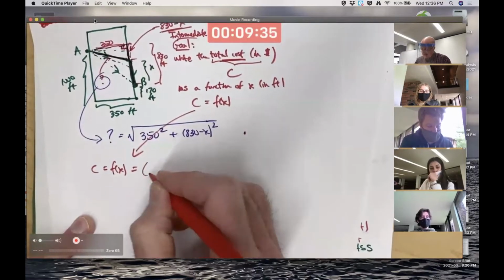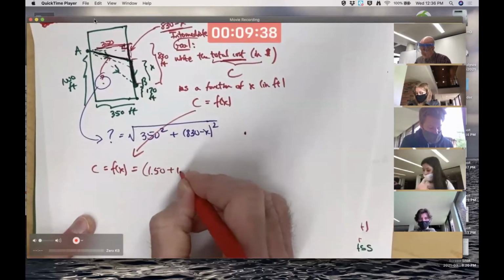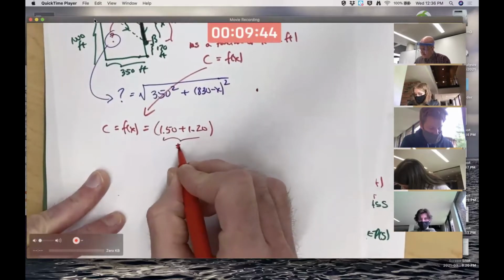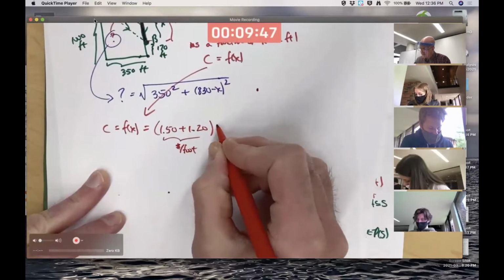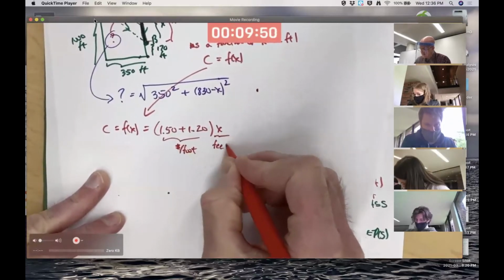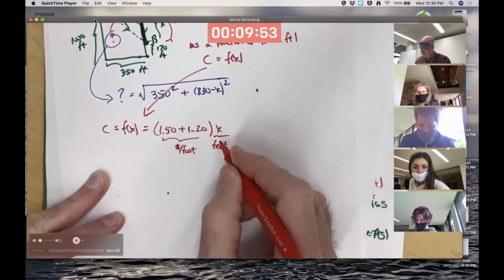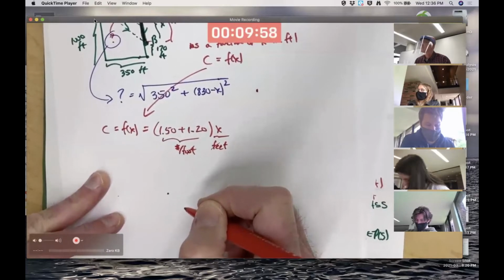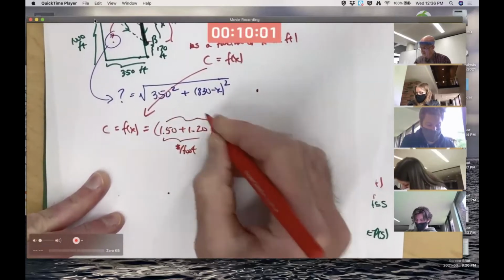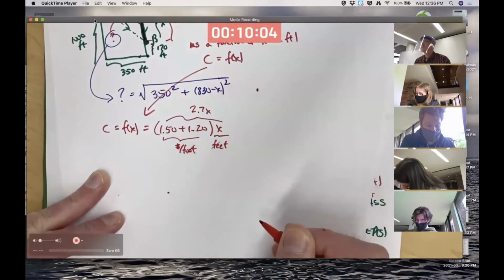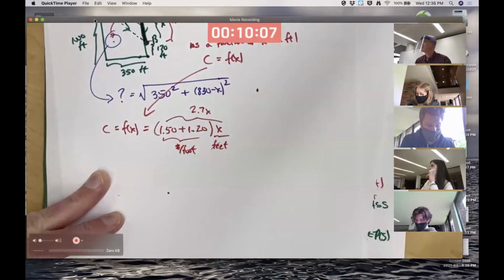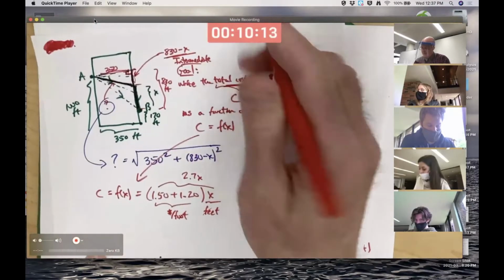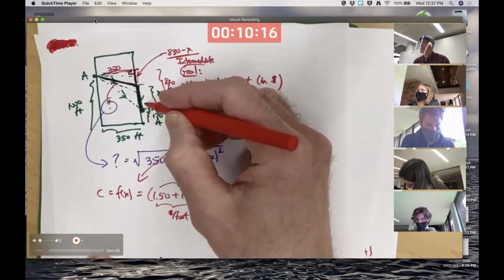So just add those costs, $1.50 plus $1.20. The units for that would be in dollars per foot times X, because X is in feet. And don't worry that one of those is plural and one is singular, they still do cancel. And this product has units of dollars. And it does simplify to 2.7 times X. That's what I was wanting for the first question that I sent you, is that constant is 2.7. So the formula for the cost of installing the pipe along this part right there is 2.7 times X.